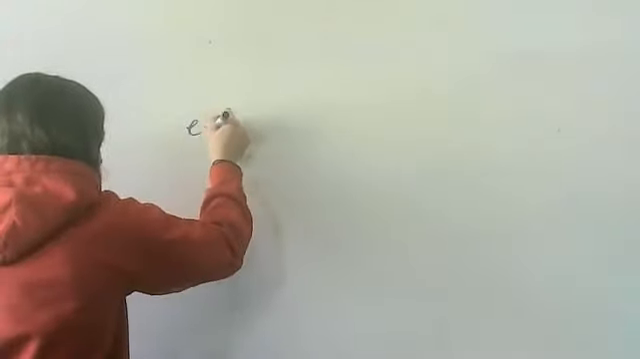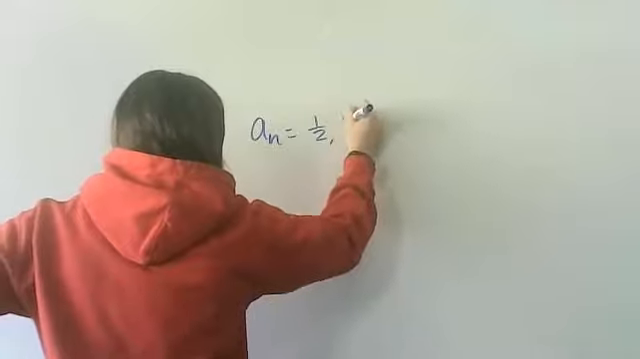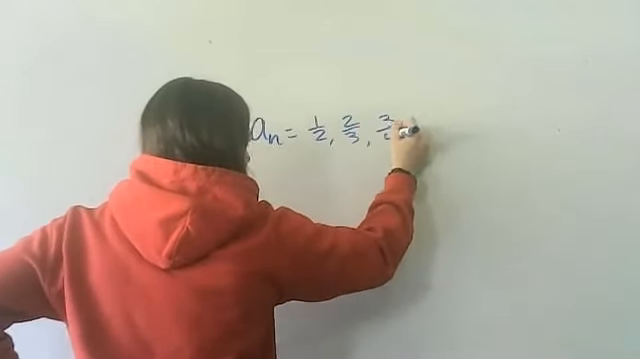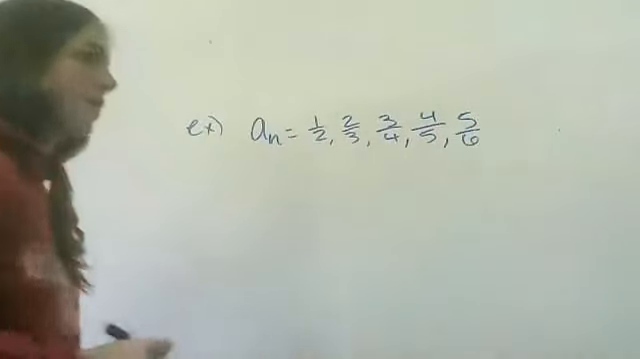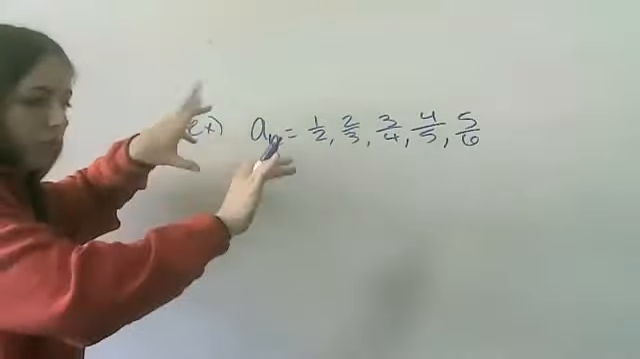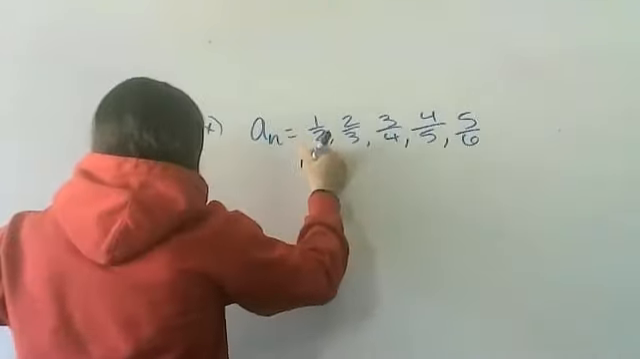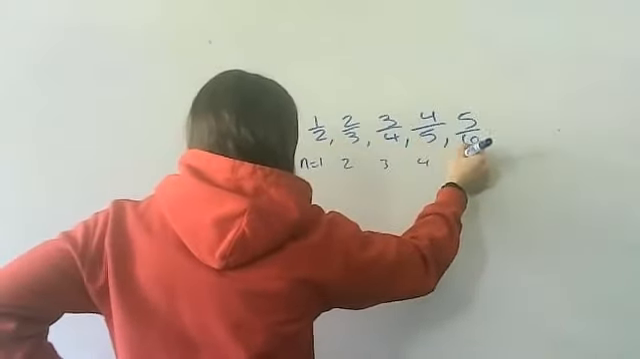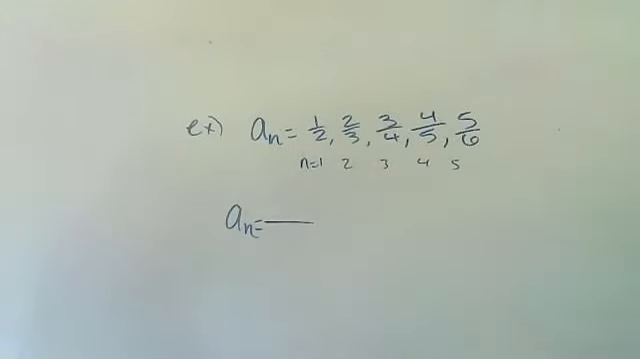Okay, let's try another one. a sub n equals 1/2, 2/3, 3/4, 4/5, and 5/6. So when you're dealing with a fraction, you likely want to treat your top as a whole different rule, and your denominator as a whole different rule. Okay, so let's look at just my tops with my n equals 1, 2, 3, 4, and 5. I'm going to deal with this as two separate rules, numerator versus denominator.